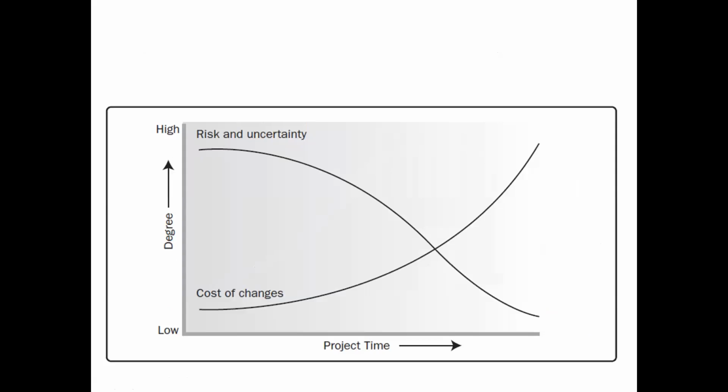You can see here the risk is high at the start of the project. This is the start of the project where the risk is high. The risk is low at the end of the project. This is the project time. The cost of change is low at the start of the project.